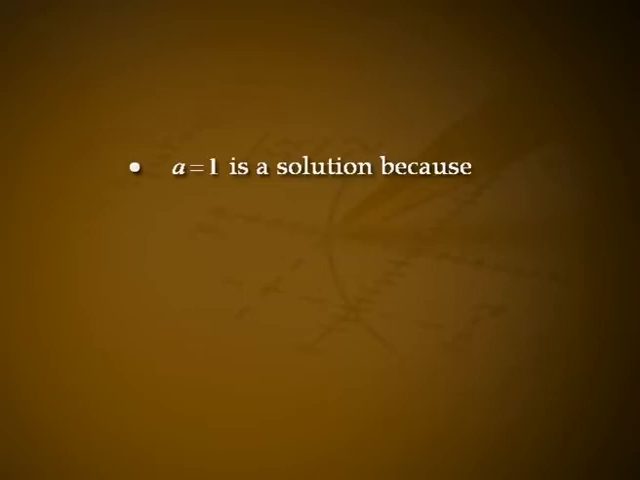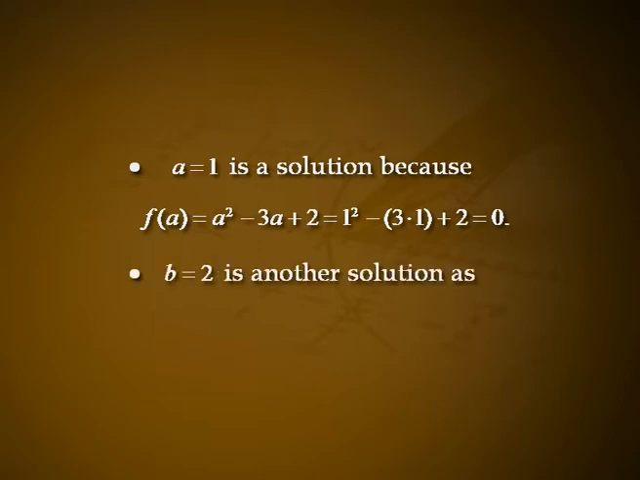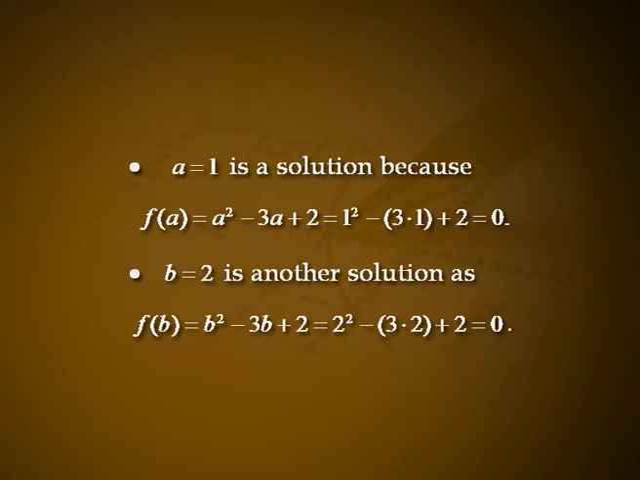For example, consider the equation f(x) = x² - 3x + 2 = 0. a = 1 is a solution because f(a) = a² - 3a + 2, that is equal to 1² - 3 × 1 + 2 = 0. b = 2 is a solution because f(b) = b² - 3b + 2, that is equal to 2² - 3 × 2 + 2 = 0. Hence, 1 and 2 are the zeros or roots of f(x).